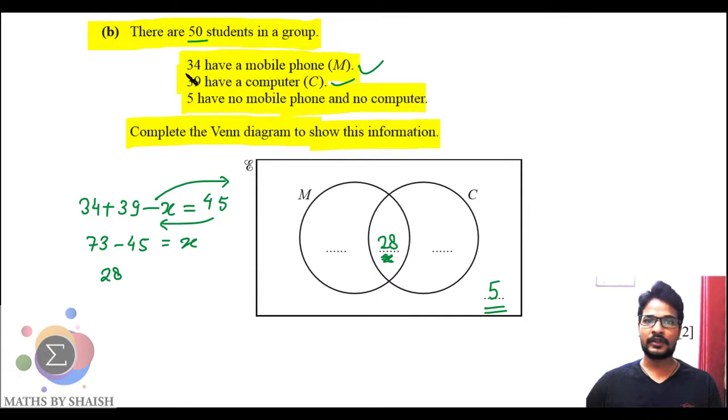Now since there were 34 students having a mobile phone and 28 are in this intersection, the rest of them are going to be here, that is 6, 34 minus 28. And in this part, 39 minus 28, that is 11. So that completes the Venn diagram with all the information.